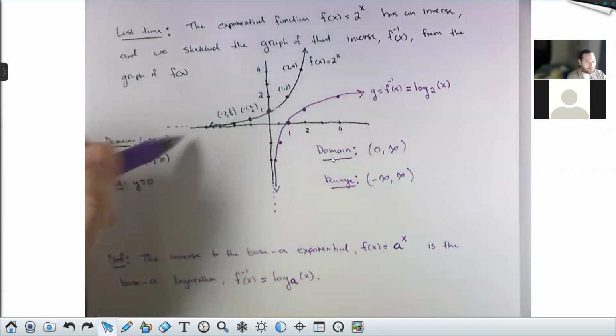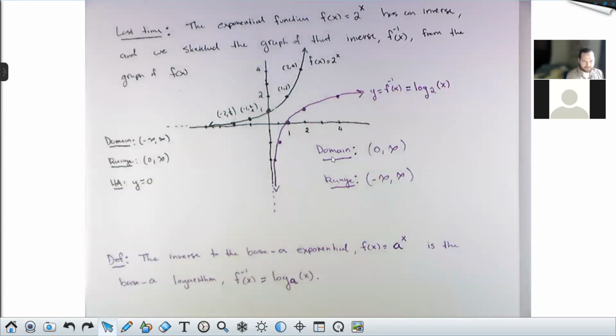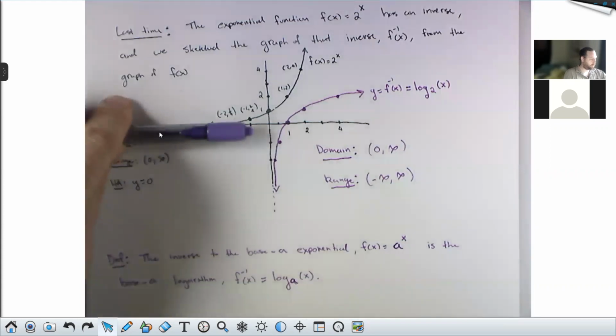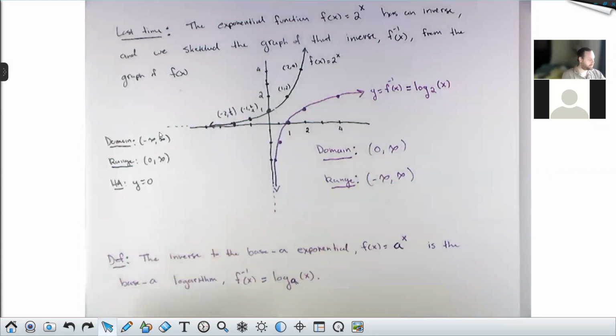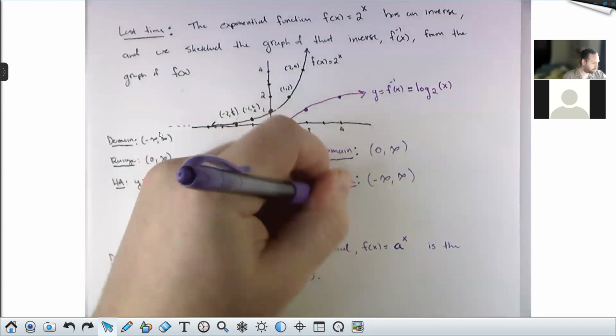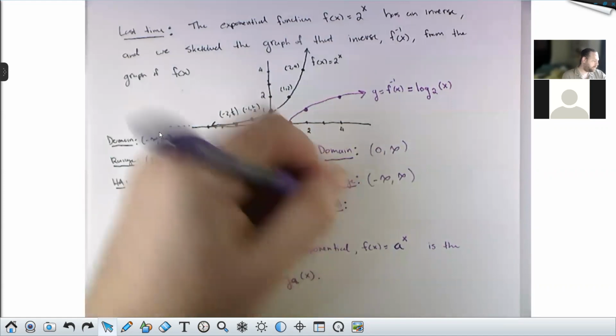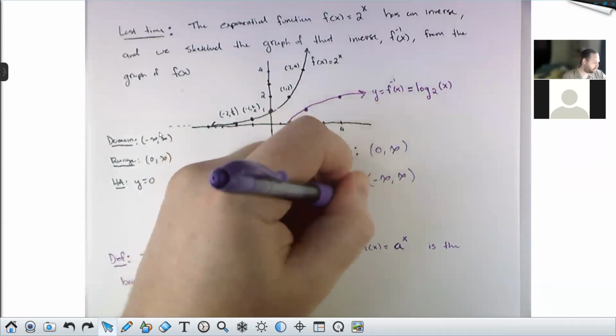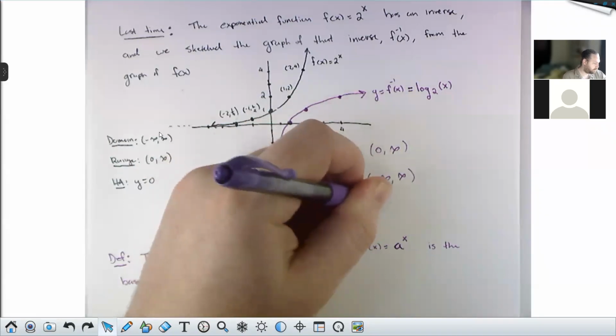The horizontal asymptote for the black, this is not as obvious, I think, but it takes a little bit of thinking. If you take all of these points on this curve and you reflect them over the line y equals x, this horizontal asymptote is also going to get reflected over that line to become a vertical asymptote for the logarithm. So the logarithm here has the vertical asymptote x equals 0.